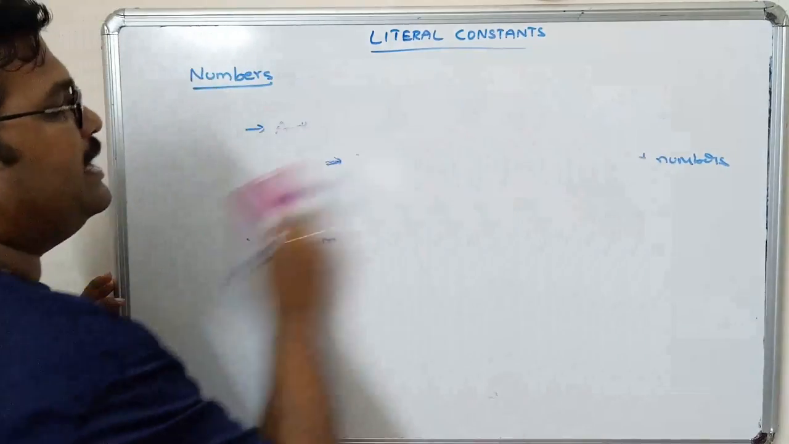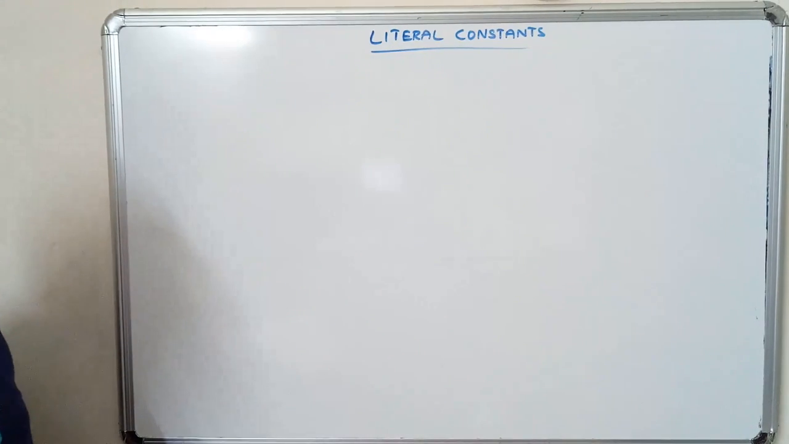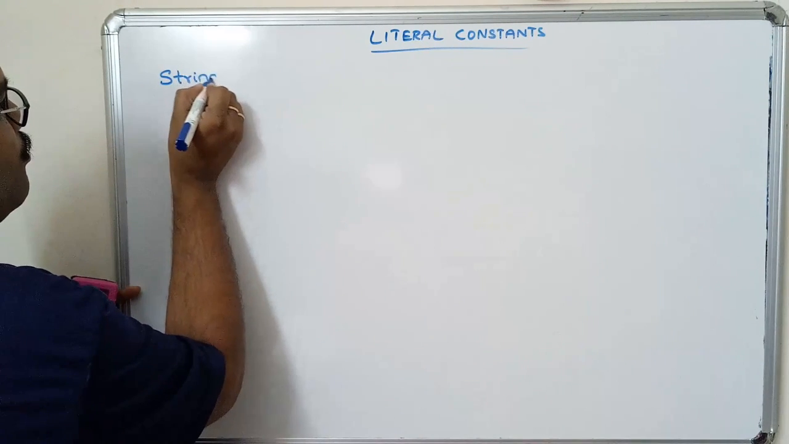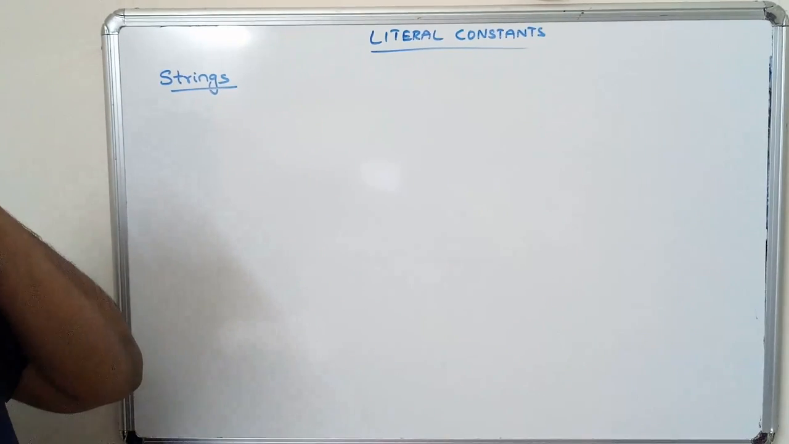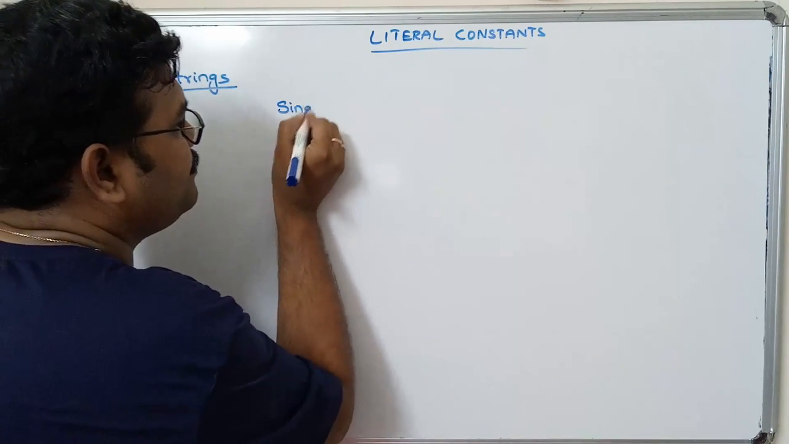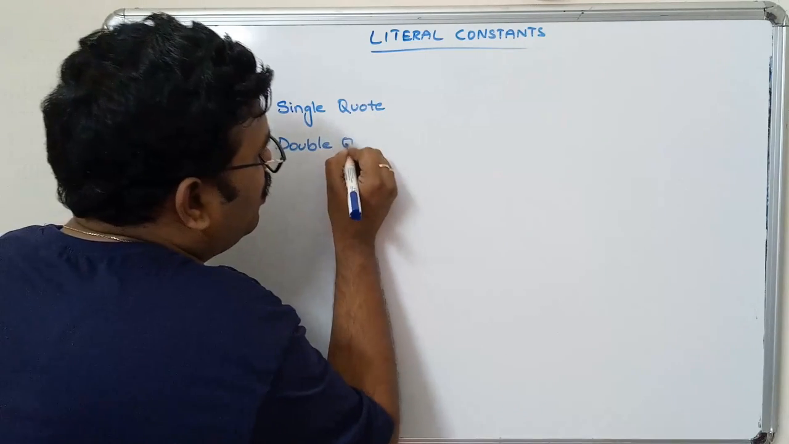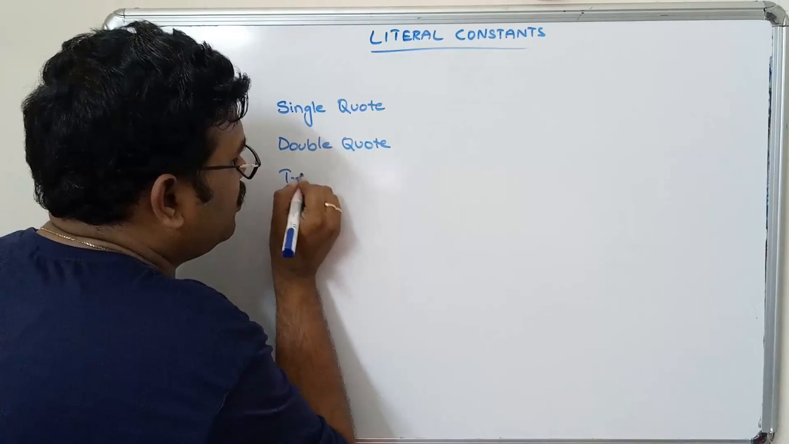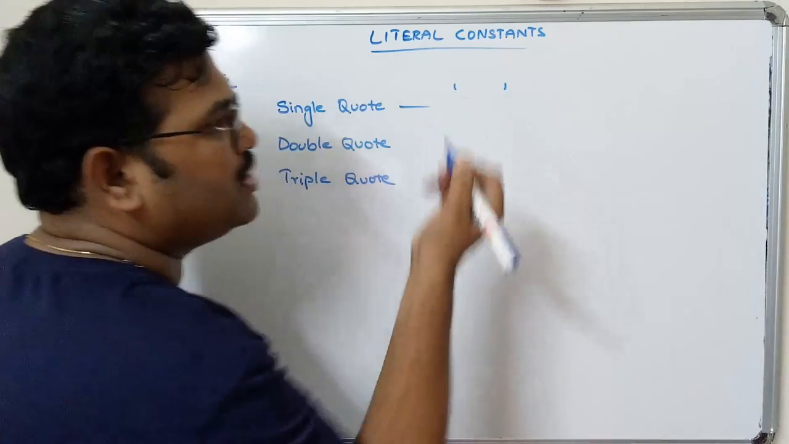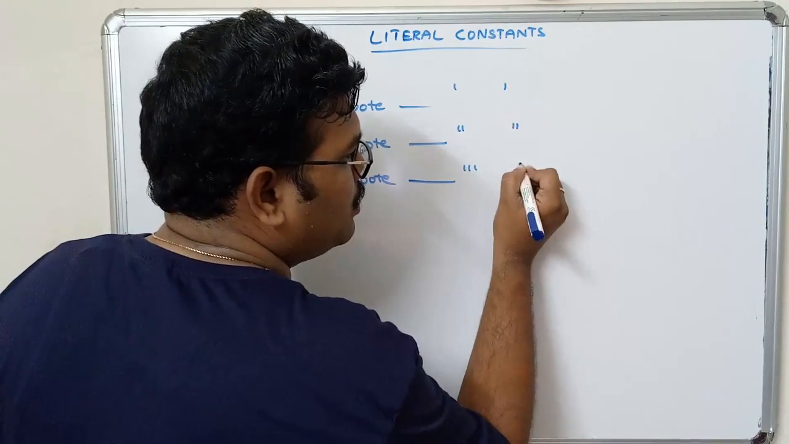Next, we will move on to the second literal, that is strings. Here we will use single quote, double quote, triple quote. Single quote is represented using this one, double quotes are this one, triple quotes are this one.